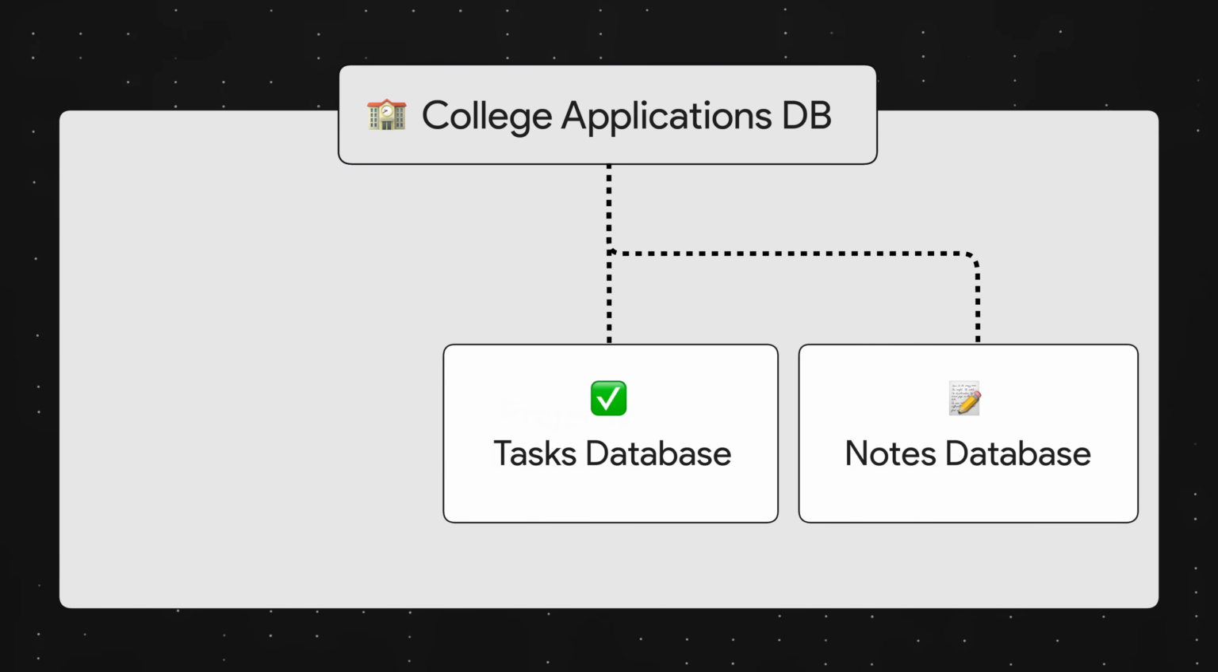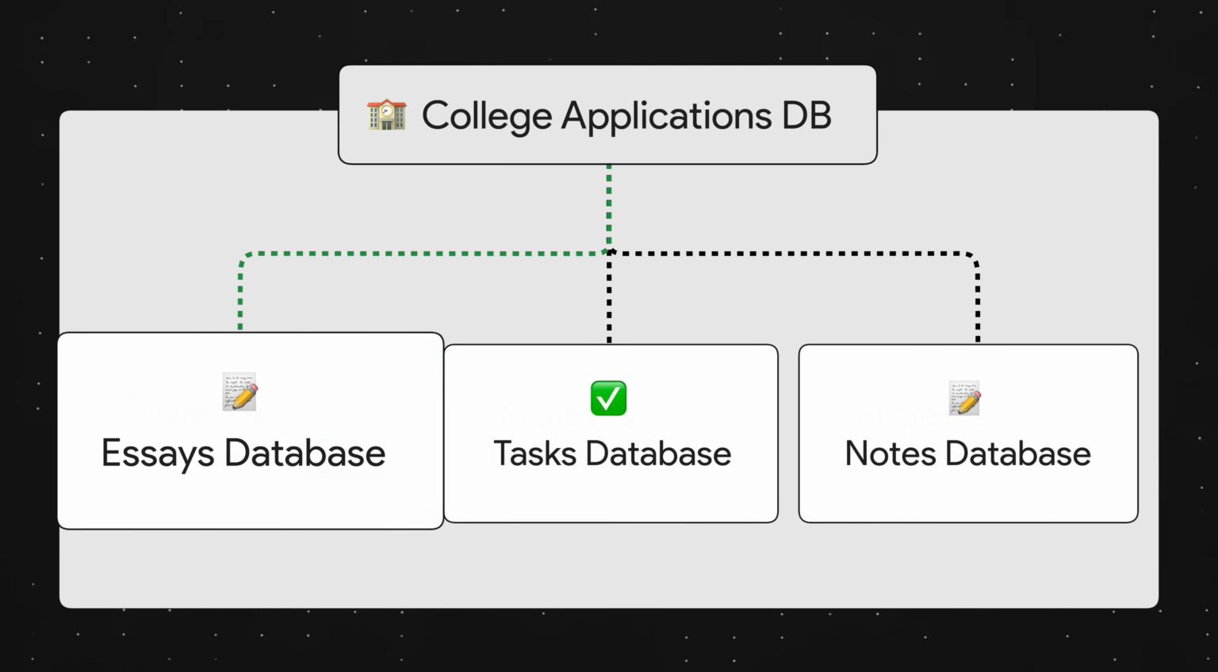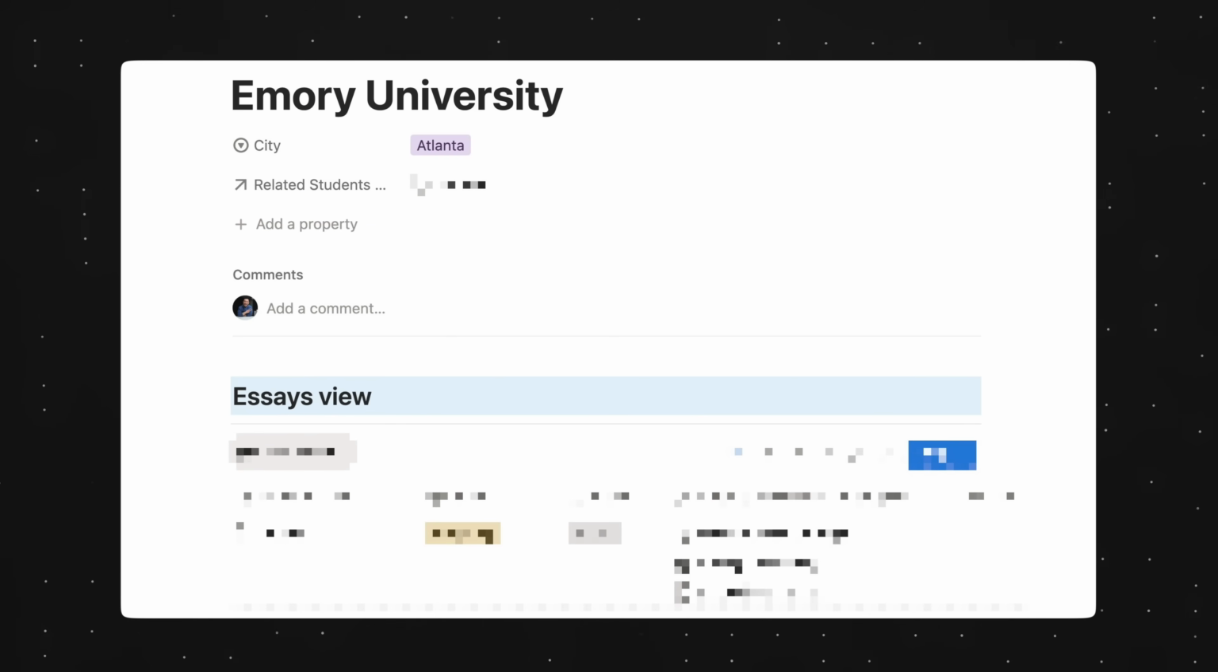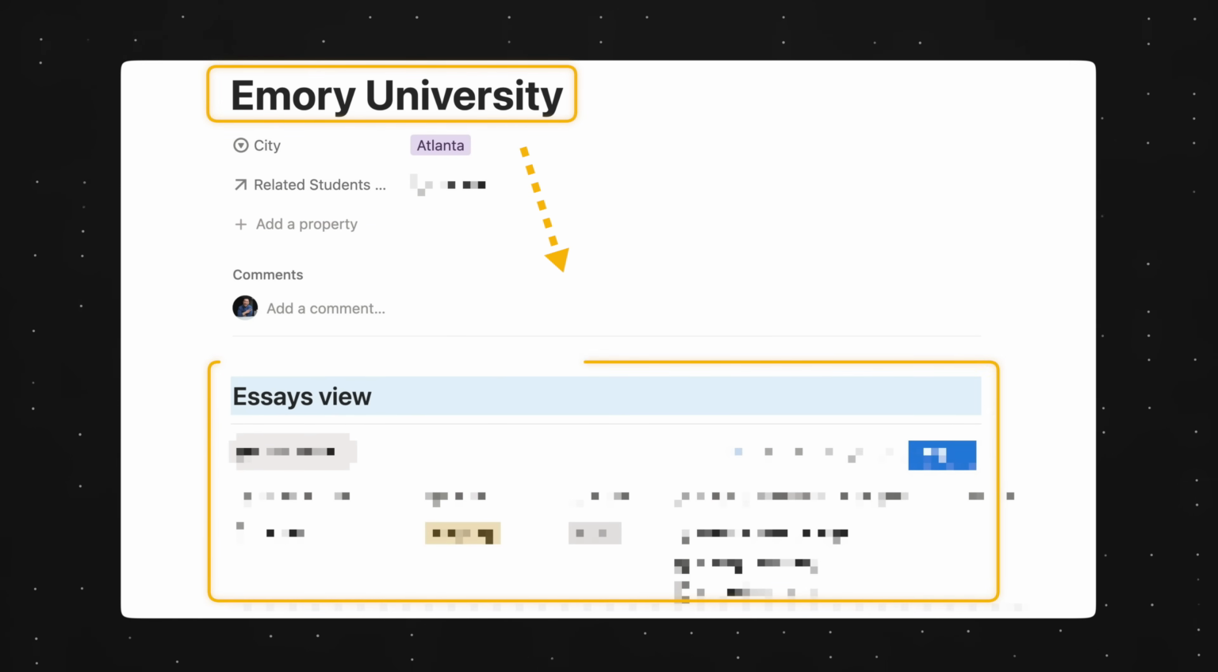Don't worry, I won't overwhelm you with any more advanced setups, but just to showcase how versatile the relations feature is, let's say you're a student. You might have a college applications database, and in addition to tasks and notes, you'd also want to create and connect an essays database so that when you open the Emory application page, for example, you only see the essays and supplements for Emory.